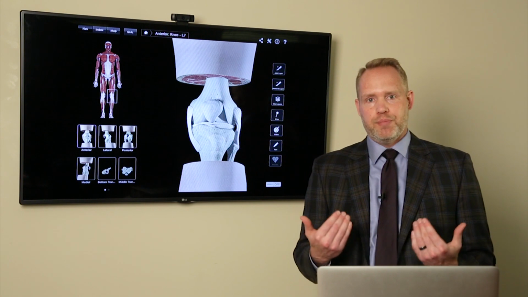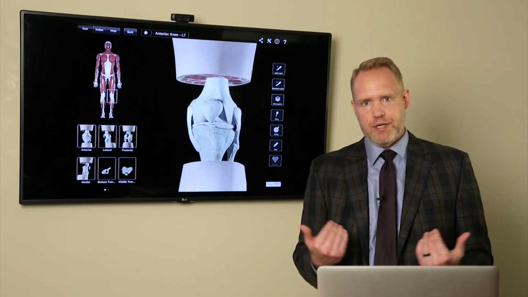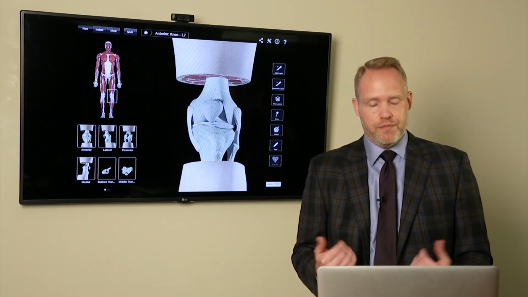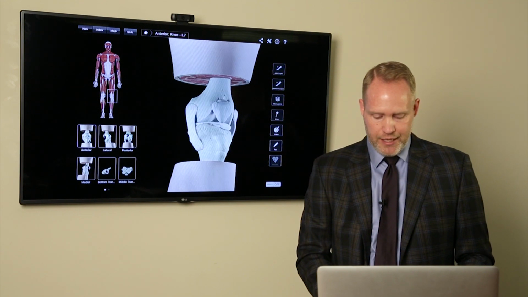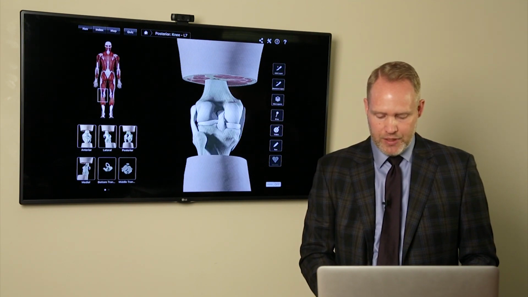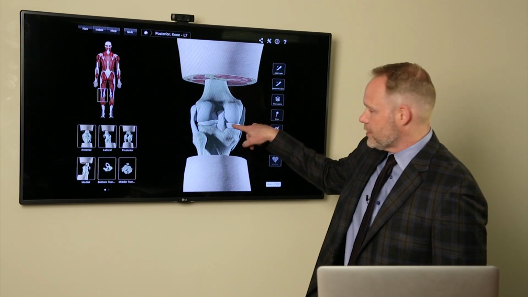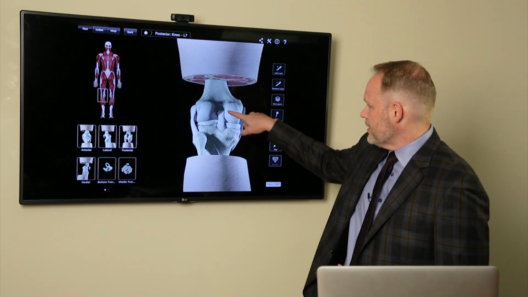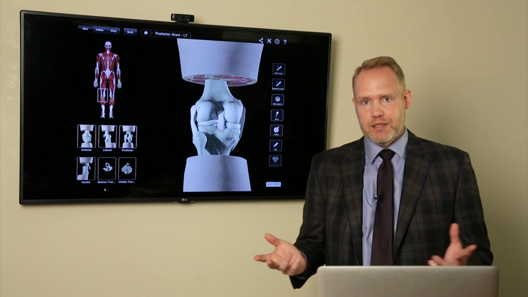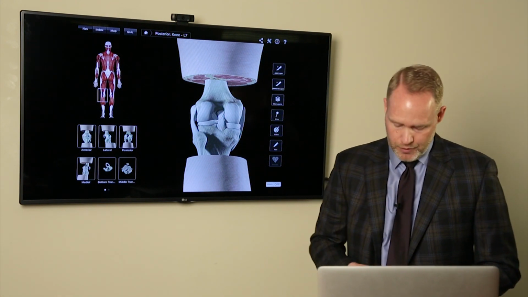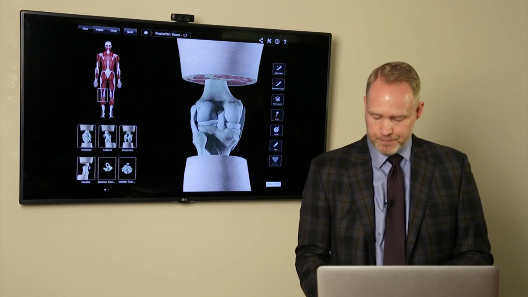The PCL, P is short for posterior, and posterior means the rear of the knee. So what we're going to do is flip this knee around and look at the back. And now we're looking at the back side of the knee into the knee space, or the joint space itself. And you can see this tendon here. That is the posterior collateral ligament, or excuse me, posterior cruciate ligament, or PCL.